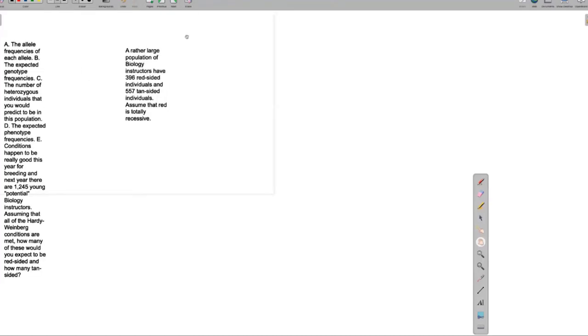All right, so we'll calculate the expected frequencies. We can use the equation to calculate the expected frequencies. And then what we need to see is, let's say, in the next year of breeding, are the frequencies actually the same, or are they distributed the same? So they give us some numbers here. Whenever we have numbers, we can calculate reality.